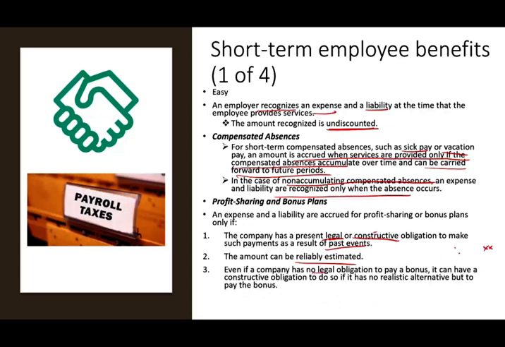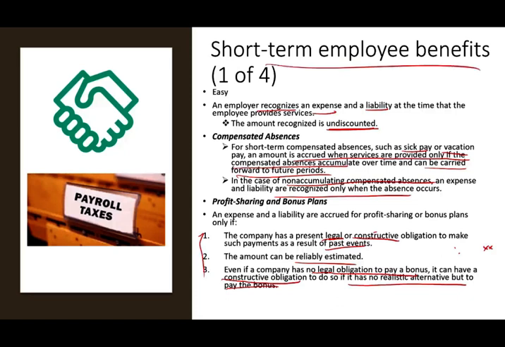Even if a company has no legal obligation to pay the bonus, if the company has a constructive obligation, if they've been paying bonuses every year, well, guess what? They're going to be paying bonuses. So it has no realistic alternative but to pay the bonus. So once those conditions are met, the company will have to record the bonus. So those are for short-term employee benefit.